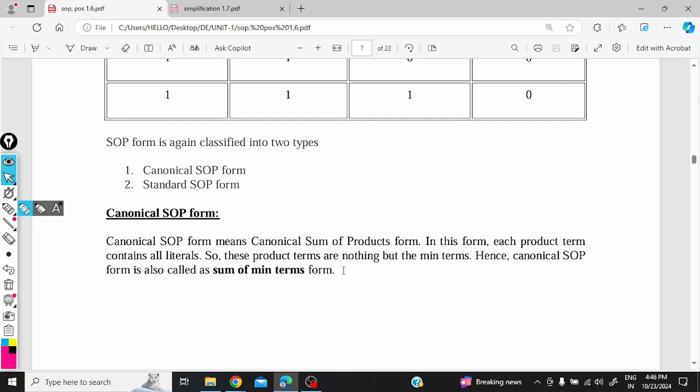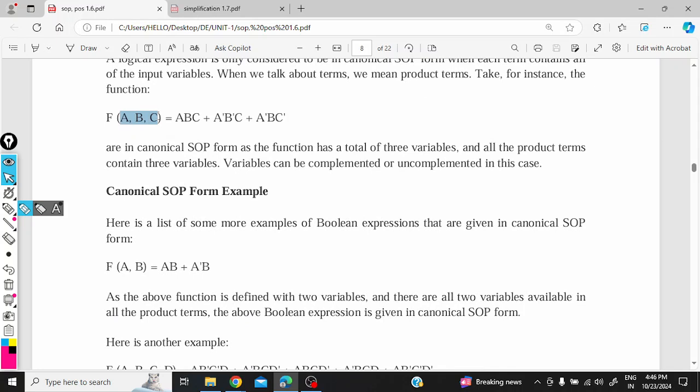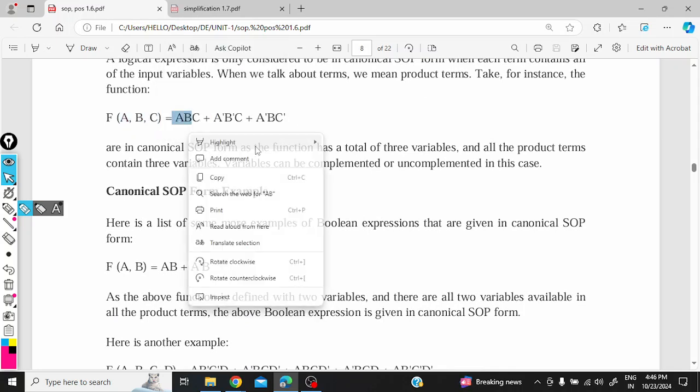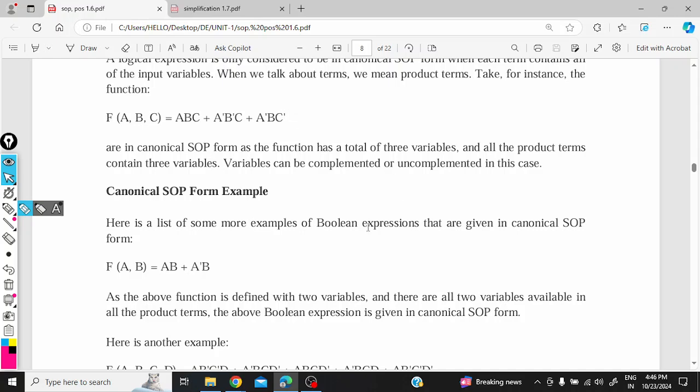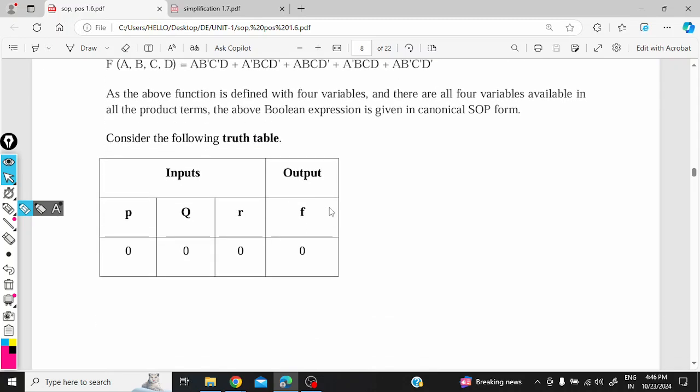Means if I am having three variables as literals in my SOP, all the product terms should contain all the three literals. So such a form we call canonical SOP form. Let us see the standard SOP form. Now see this here for the function of ABC, each term should contain all the literals like this. Now for canonical form, for A and B, two variables are present. So this is an example for canonical form.